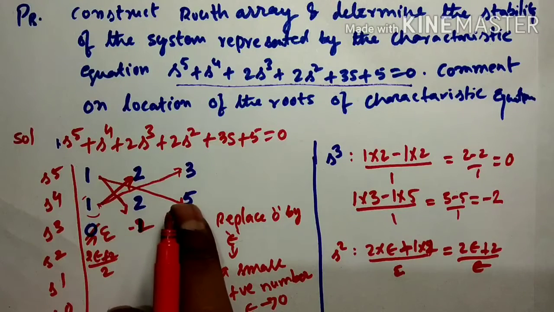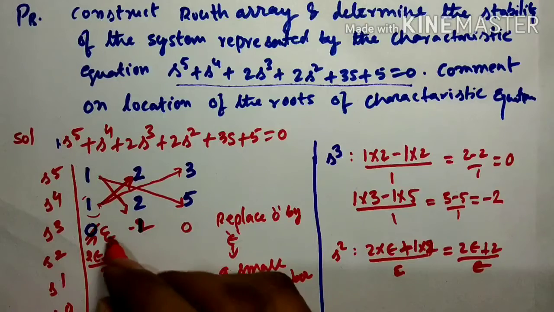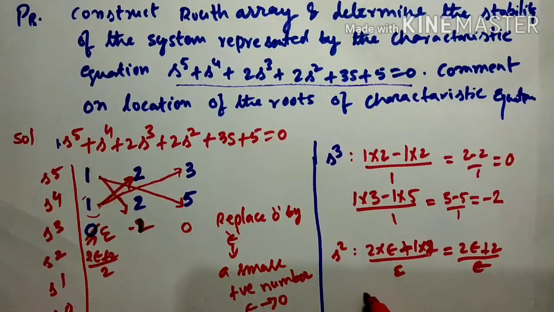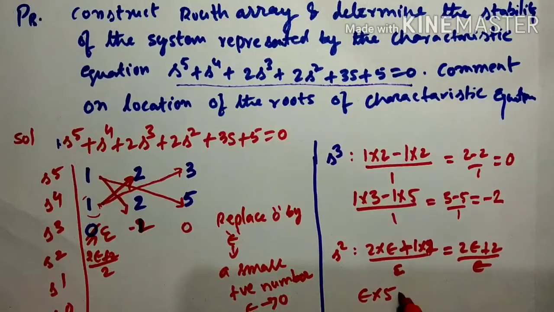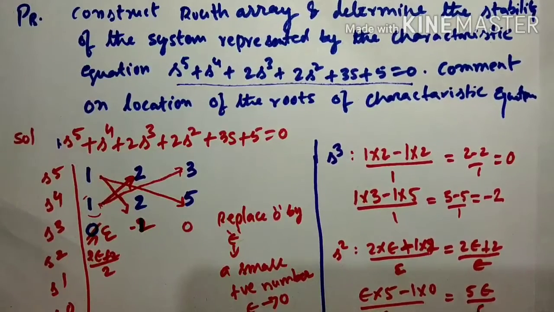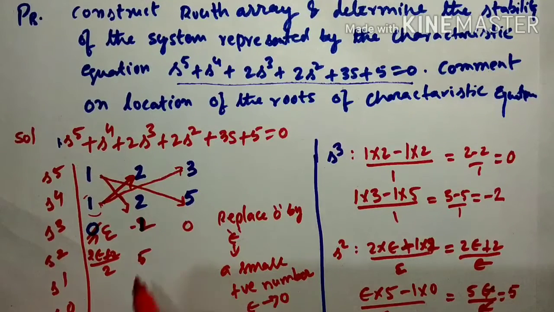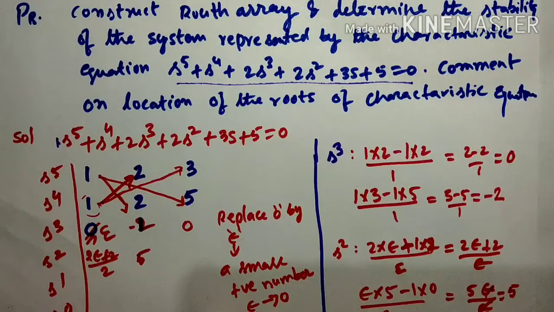So further you do it. Epsilon into 5 here, where 0 is there. So next, epsilon into 5 minus 1 into 0 by epsilon. What do you get? 5 epsilon by epsilon, so epsilon gets cancelled. You get the 5. So this value becomes 5. Again you have to continue.